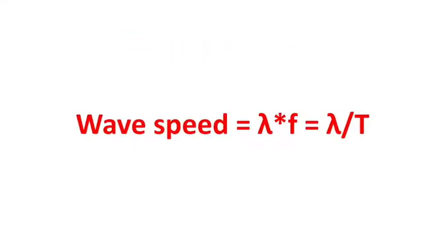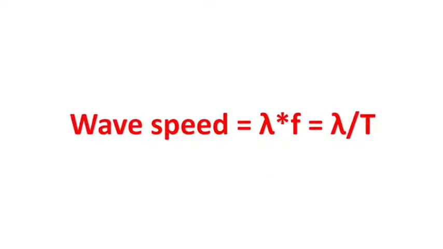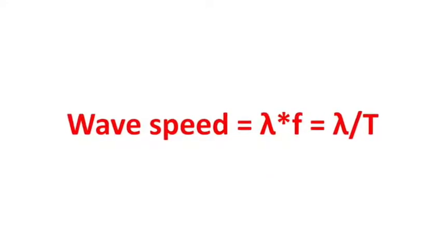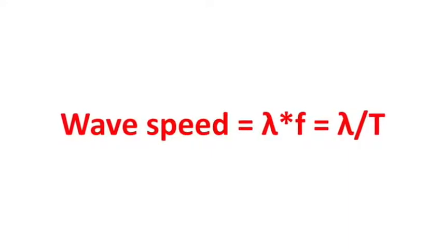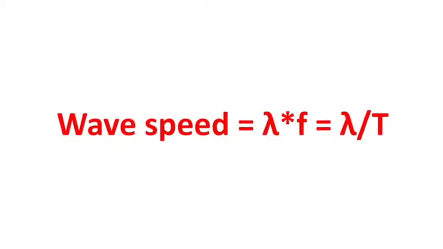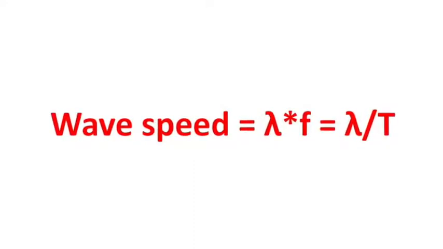The wave speed is, as the name implies, the speed at which a wave travels. It is measured in meters per second and has the symbol c or v. It is related to wavelength and frequency and period in the following manner. It is the length of the cycle, wavelength, divided by the amount of time it takes for one cycle, or period, or in terms of frequency, v is equal to lambda times f.